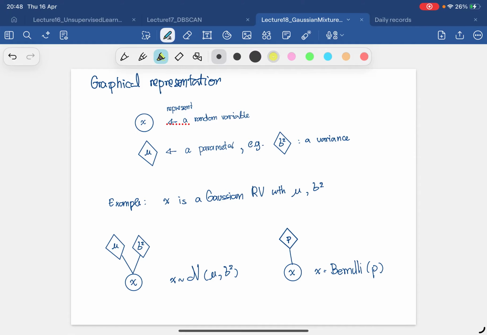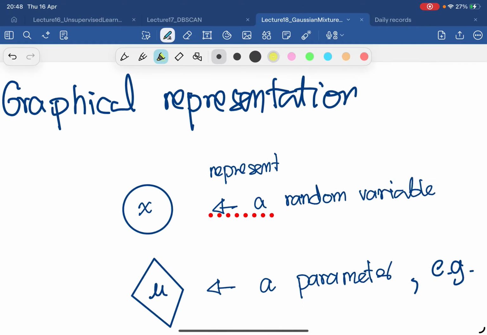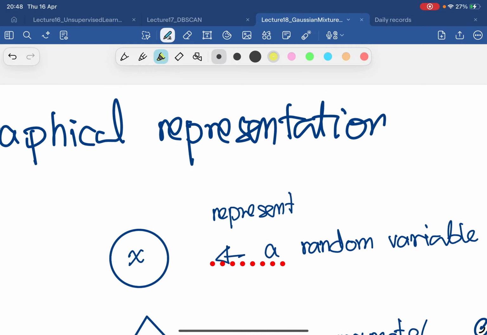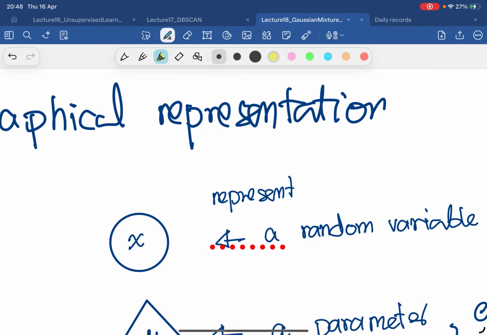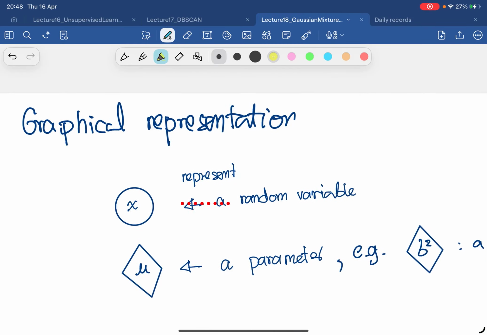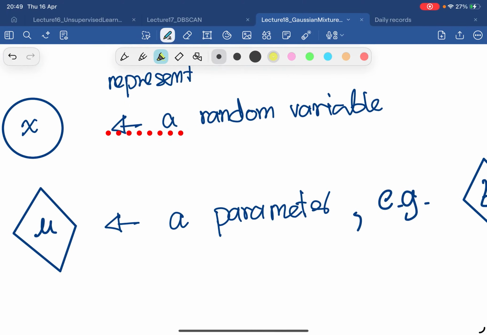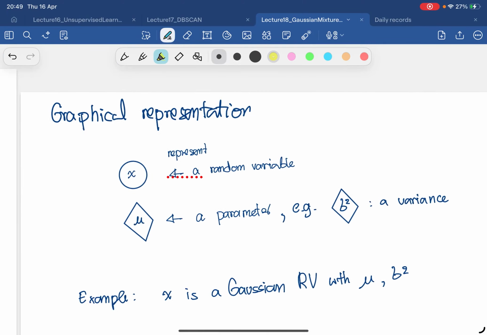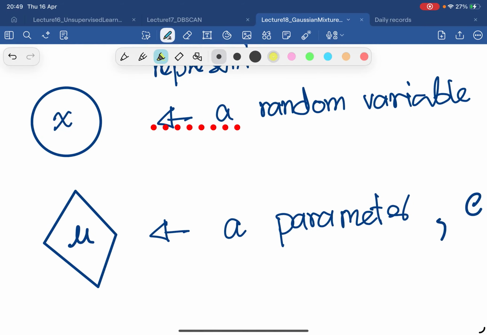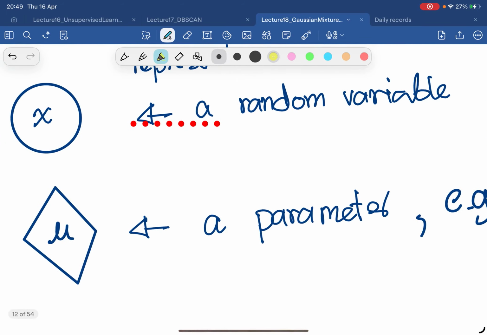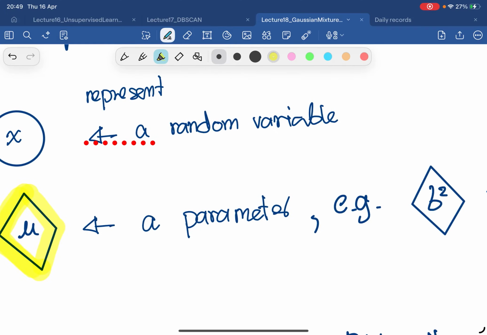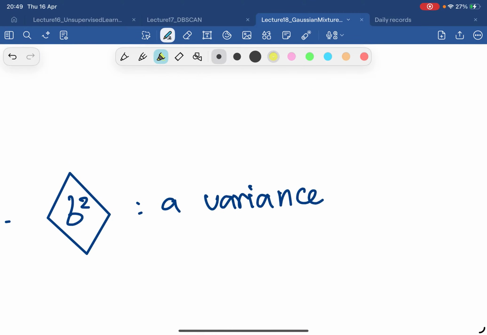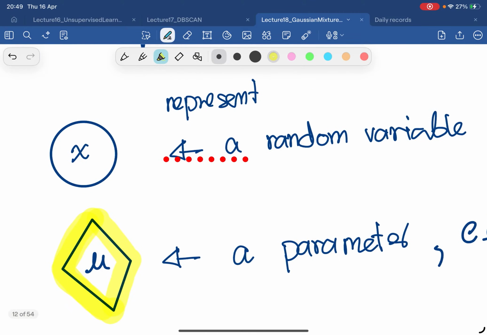Okay, so let's say we have a random variable. Let's represent a random variable with a circle and use the mathematical notation inside it. So that's a random variable. And for model parameters, such as the mean and variance, we will use a rectangular shape to represent the parameters. For example, the variance will be represented like this, the mean will be represented like this, right?